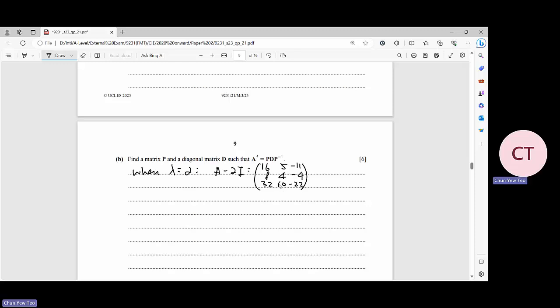Okay, so what you need to do, you see that actually they are multiples of each other. So when we want to find the eigenvector, we will only choose two rows. The first row and the third row cannot be chosen together. You cannot choose the first, the second and the third row at the same time. So to find the eigenvector, I just choose the first row and the second row.